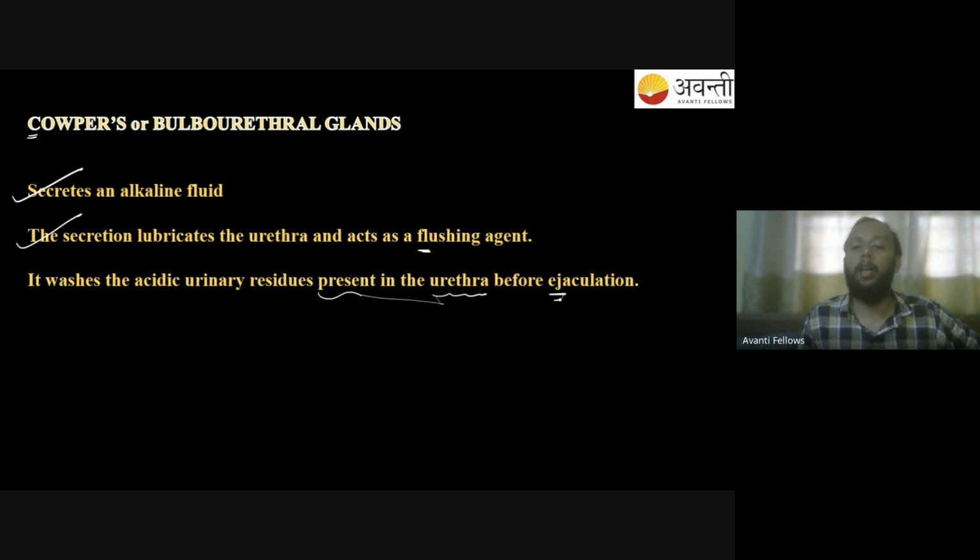Ejaculation means a deposition or releasing of the male gametes, and before that you have to ensure that the sperms are passing through a urinary tract without getting affected by the acidic condition over there. तो वो खत्म करता है मेरा यहाँ पे मेरा bulbourethral gland. So इतनी बातें आपको याद रखनी है. This is what you have to remember about the bulbourethral gland.